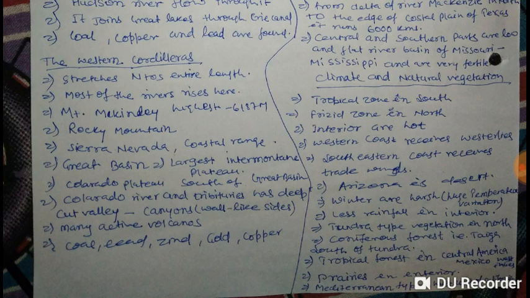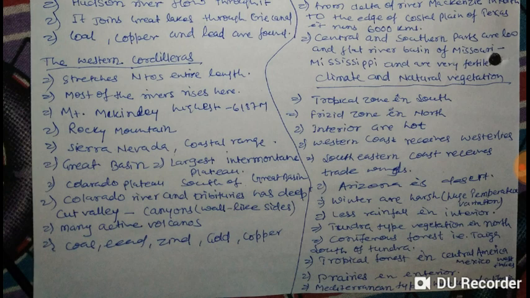Mount McKinley is the highest in this range, that is 6187 meters. And the Rocky Mountains also fall under it. Sierra Nevada and the coastal range all fall under it. Great Basin. Great Basin is the largest intermontane plateau. Next is the Colorado Plateau, which is also there, south of the Great Basin. The Colorado River is also there, and its tributaries have deep cut valleys.